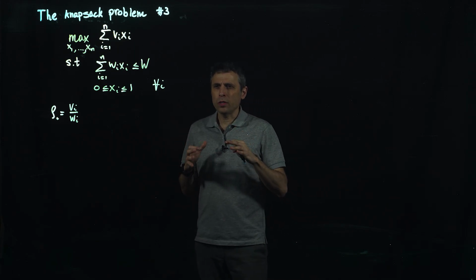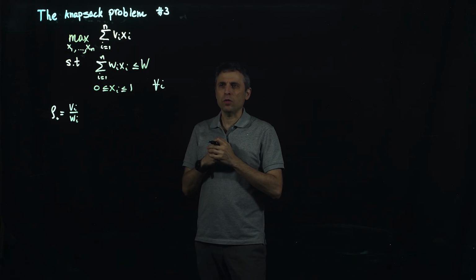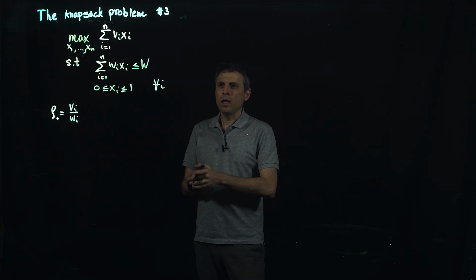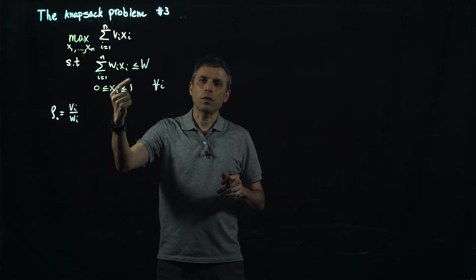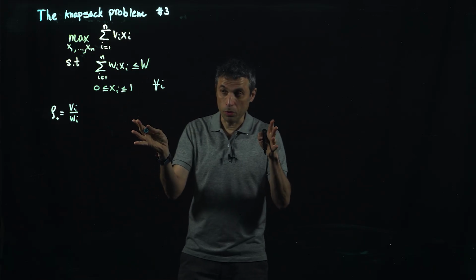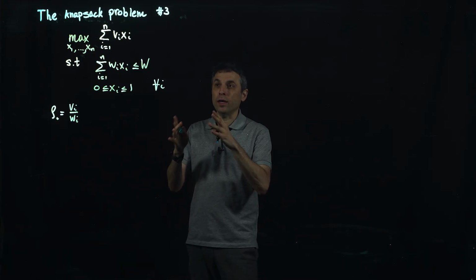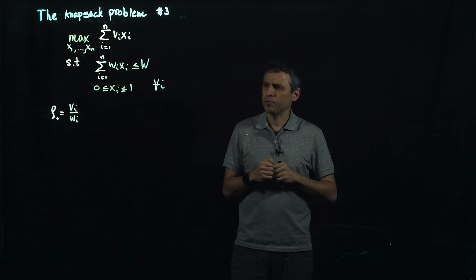Now, I want to achieve two things with this video. The first one is to give you an example in the case where the items are not divisible. The x can be either 0 or 1, but not in between, where the greedy algorithm may fail. So we will see an example.